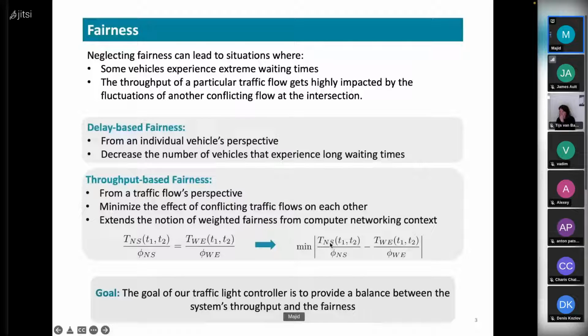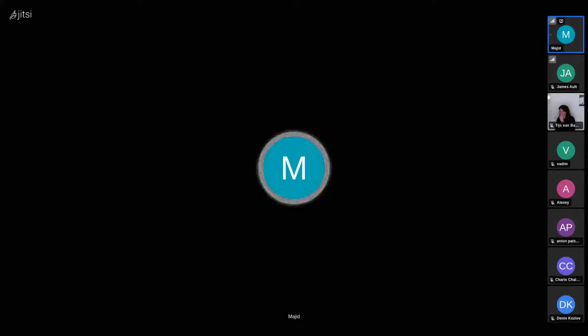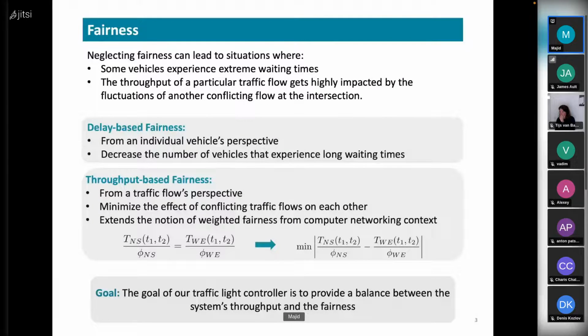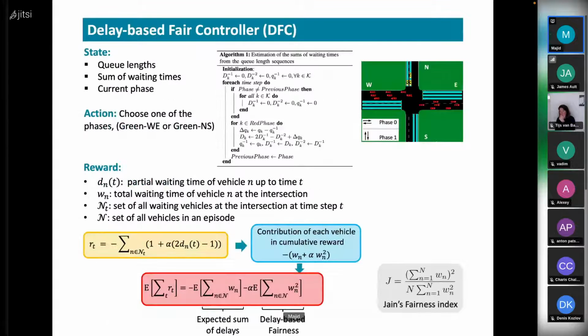So in general, the goal that we have in this paper is to provide a balance between the system's throughput and fairness. The first controller or algorithm that we propose here is to provide delay-based fairness.